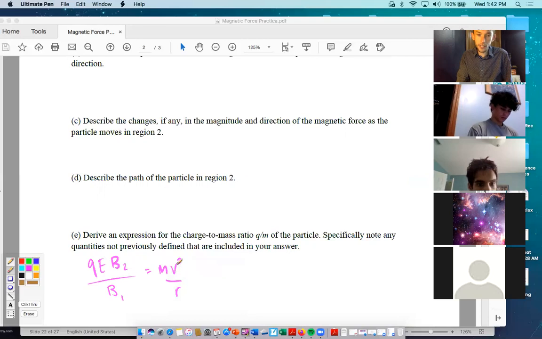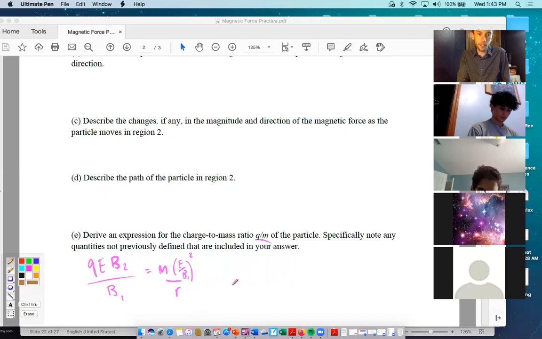So you have to get used to this. Sometimes you have to go digging in previous parts of the problem to try to put things in acceptable terms. This velocity is the velocity that the particle had leaving region 1 and entering region 2. It's the same size of velocity, and we said earlier that it was E over B1. So I'm going to get E over B1 squared right here. And now all you have to do is rearrange this so that you get Q over M, and that's it.